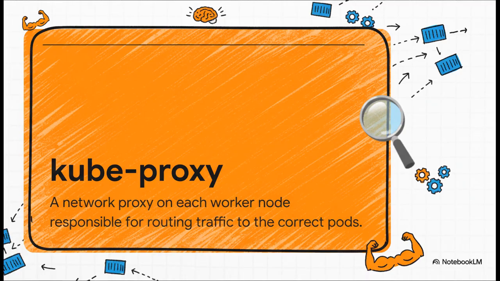Last but definitely not least is the kube proxy. This is the networking guru on each node. It acts like a local traffic cop, managing all the network rules that allow your pods to talk to each other and to the outside world. It handles all the routing and even some basic load balancing to make sure requests always get to the right place.